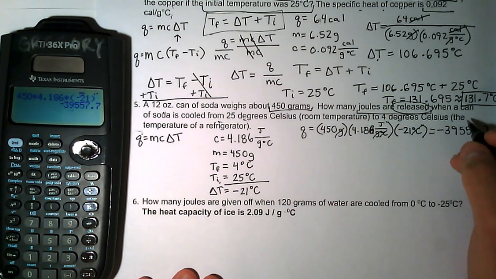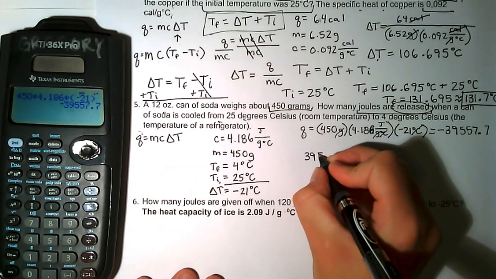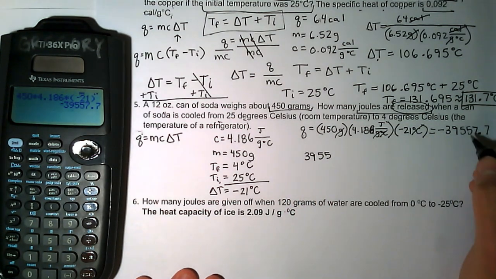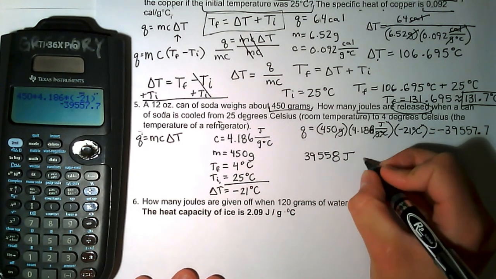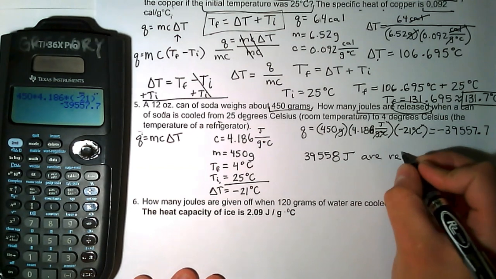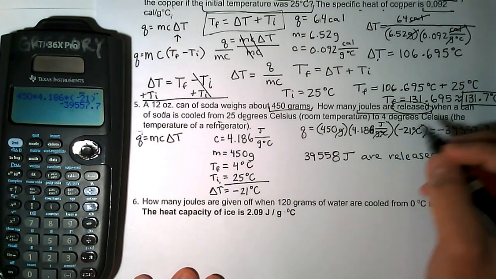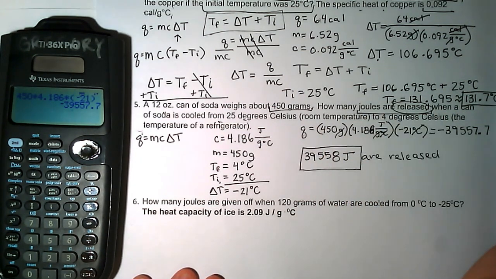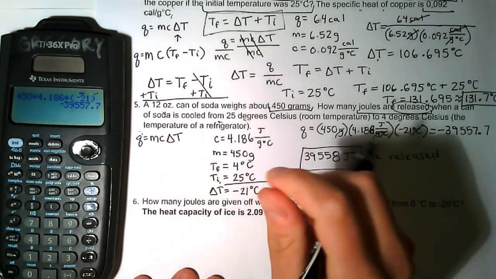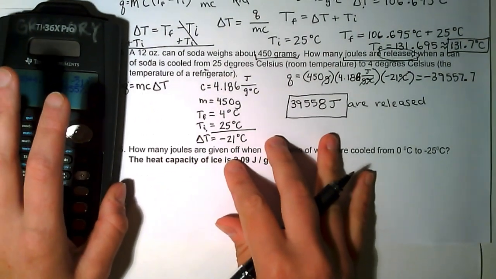But I'm first going to rewrite this as a positive number of joules being released. So I'm going to do 3, 9, 5, 5, and I'm just going to round this to a whole number. 8, so 558 joules, and I'm going to put are released to explain why this value came out negative. So this is my value, my number of joules that are released from my can of soda when it's cooling down. The last problem on this page, let's see, one more.